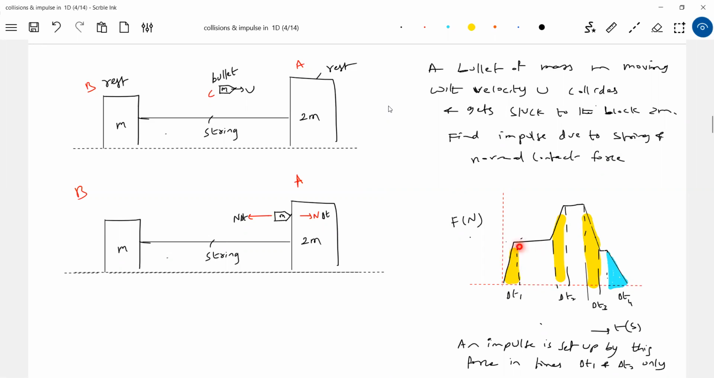Once the bullet comes to rest inside the block, there'll be a force between the bullet and the block. They'll exert force on each other. Then there's no impulse? So is it okay? No, this N delta t. Now this N delta t, what does it do? It will make the block 2m also move.